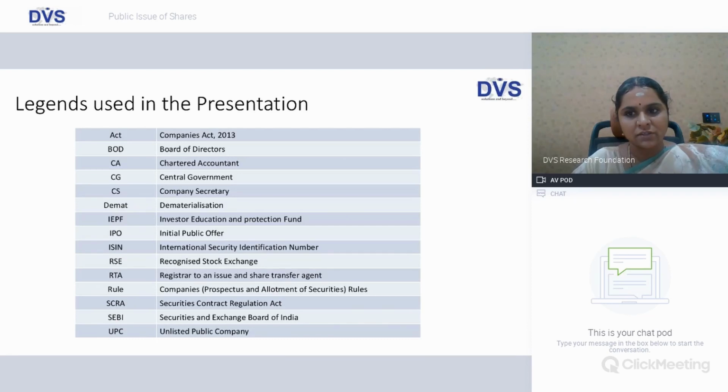These are the various legends used in today's presentation. Most of them are common, which we have been using in other webinars. And this IEPF, Investor Education and Protection Fund; IPO, Initial Public Offer; FPO, Follow-on Public Offer; ISIN, which is International Security Identification Number, are something which we'll be dealing with today.